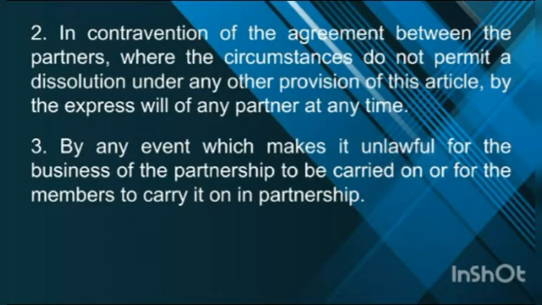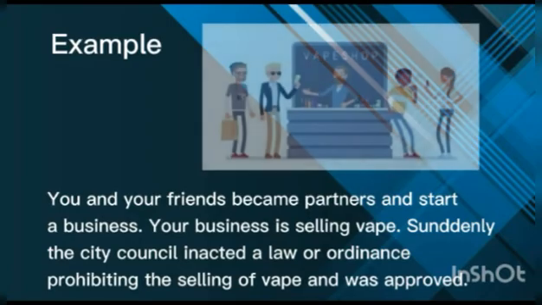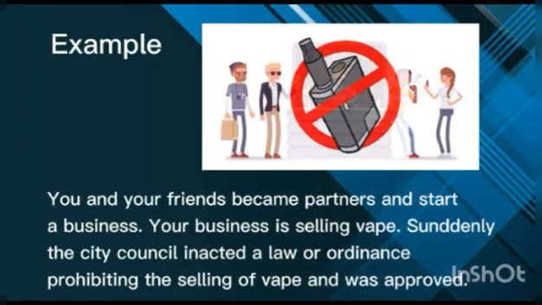The third one is an event which makes the business of the partnership unlawful. This means that when you start a business and the product you are selling is banned, your business became illegal, so it is unlawful. Example, you and your friends became partners and start a business. Your business is selling beef. Suddenly, the city council enacted a law or ordinance prohibiting the selling of beef and it was approved. Automatically, your partnership will be dissolved because your business became unlawful.